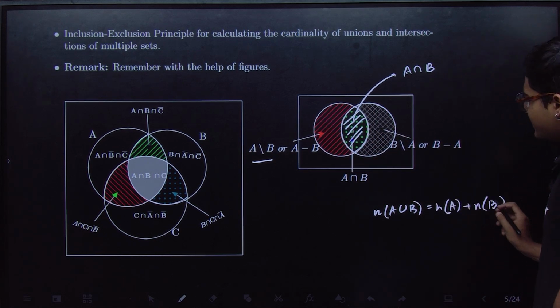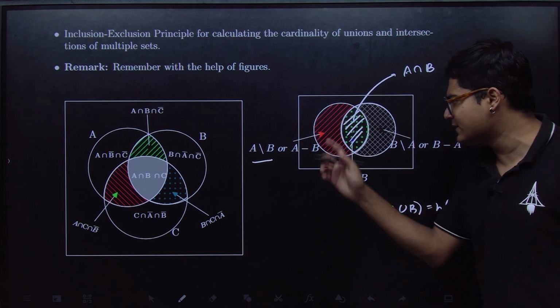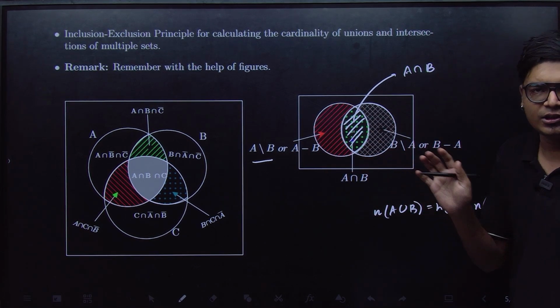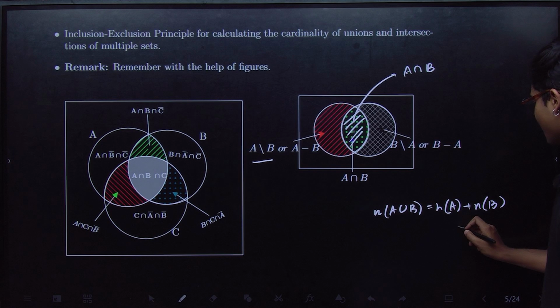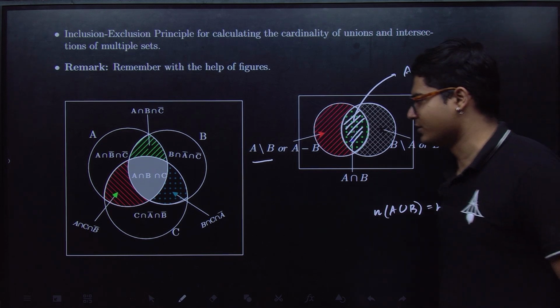But when you do this, you can see that this intersection gets added twice, once for A and once for B, right? So you need to subtract it to get rid of the overcounting, right? So you subtract A intersection B from it, okay? So this is what the principle of inclusion and exclusion tells you.